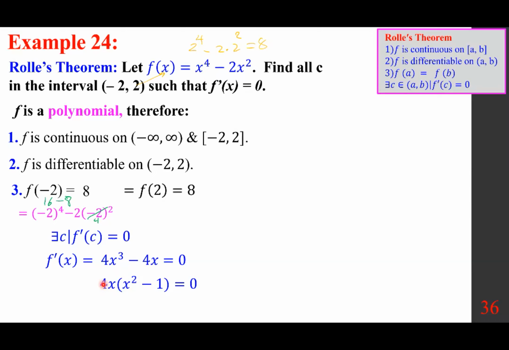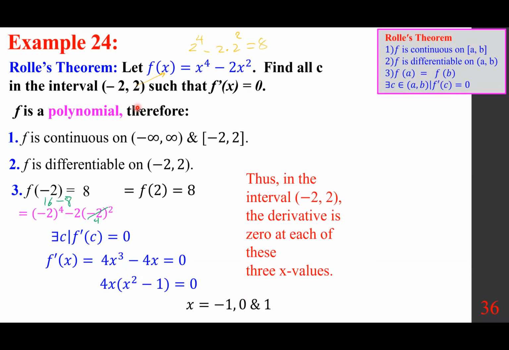And by the way, the 4 in front is a multiplier. If it's 4 or 4,000 or minus 2 or any other number, it has no bearing. So there are 3 answers. We are interested in the ones that belong to this interval. All of them are in that interval. Therefore, in the interval of negative 2 to 2, the derivative is 0 at each of these 3 x values.